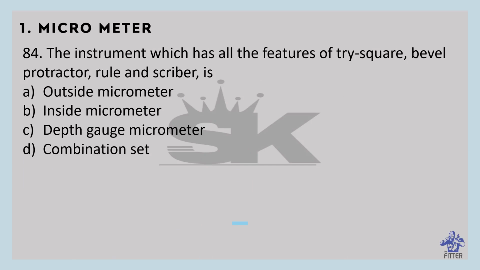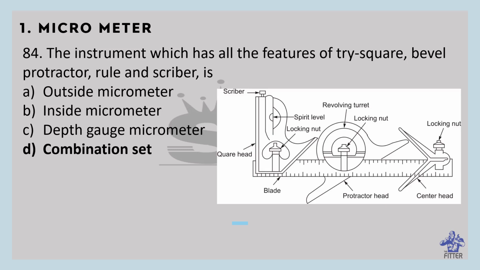The instrument which has all the features of a tri-square, bevel protractor, rule, and scriber is the combination set. This is the combination set. We can observe the tri-square, the bevel protractor, the rule, and the scriber.